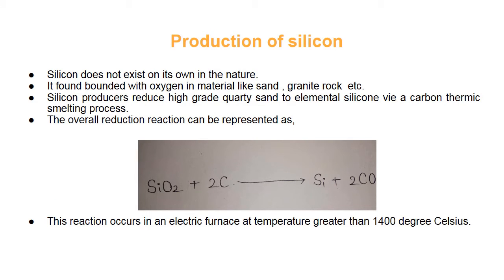Let's see how silicon is produced. Silicon does not exist on its own in nature. It is found bonded with oxygen in materials like sand, granite rock, etc. Silicon producers reduce high-grade quartz sand to elemental silicon via the carbothermic smelting process. The overall reduction reaction can be represented as SiO2 plus 2C gives Si plus 2CO. This reaction occurs in an electric furnace at a temperature greater than 1400 degrees Celsius.